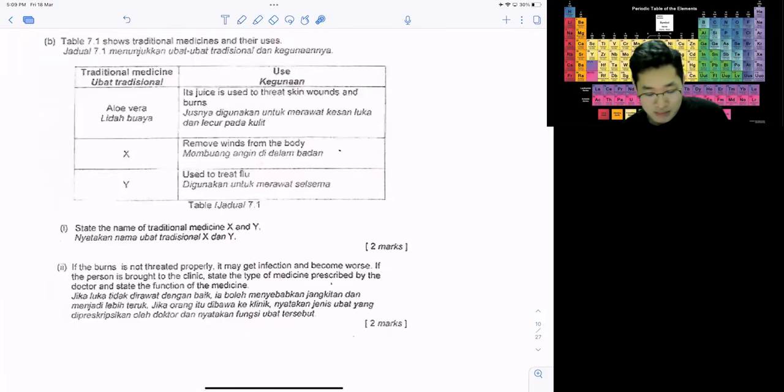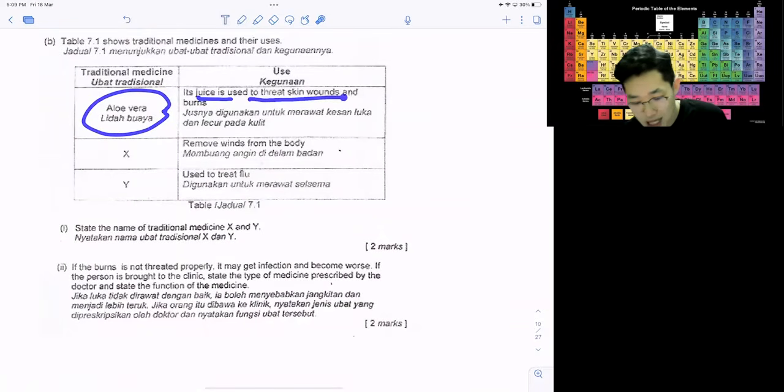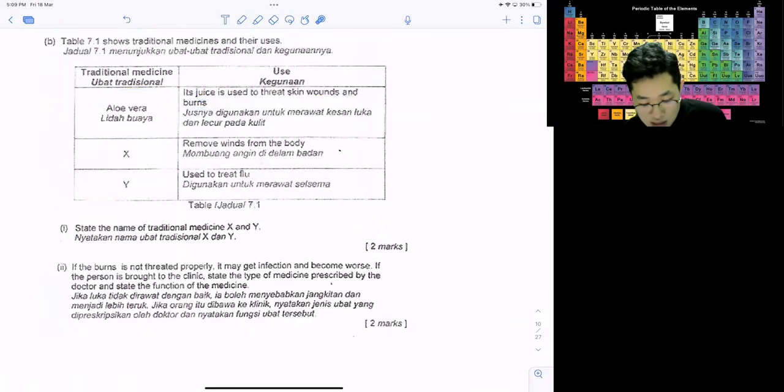So here it comes again. Aloe vera its juice is used to treat skin wounds and burns. State the name of traditional medicine X and Y. So what is X? Remove wind. Okay, ginger.